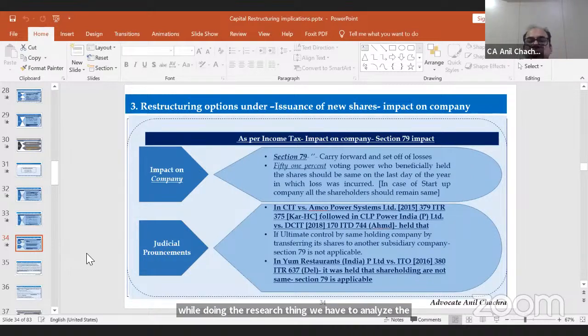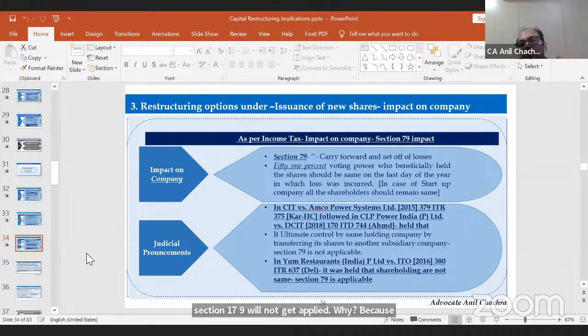There are two schools of thought as far as this capital restructuring part is concerned, as well as the carry forward of losses. One thing is that if I am part of a group and I am a holding company having three subsidiaries under my umbrella, and I transfer one subsidiary's shares to another subsidiary, one school of thought is that Section 79 will not apply. Why? Because ultimately the beneficial interest is held by me.